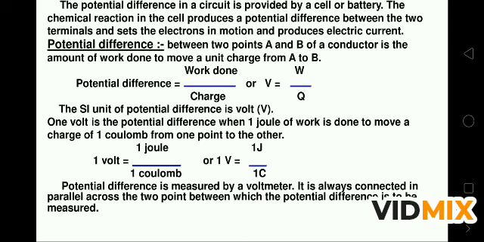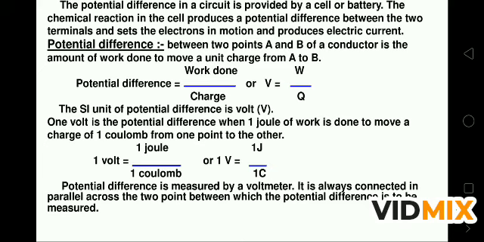So 1 volt is equal to 1 joule upon 1 coulomb, or in short, 1 V is equal to 1 J upon 1 C. Potential difference is measured by a voltmeter, as we had seen that current is measured by an ammeter. An ammeter is connected in series, but a voltmeter is always connected in parallel across the 2 points between which the potential difference is to be measured.